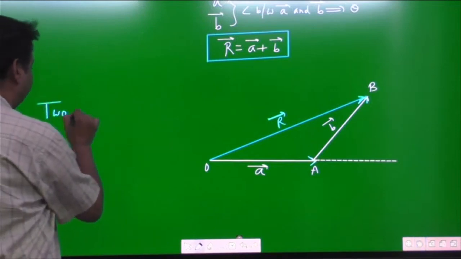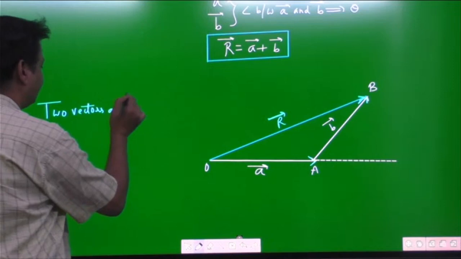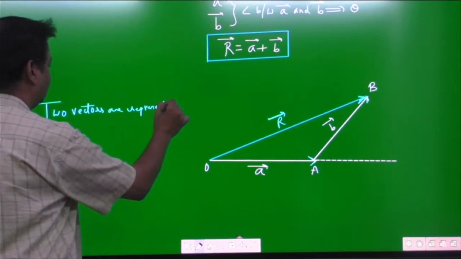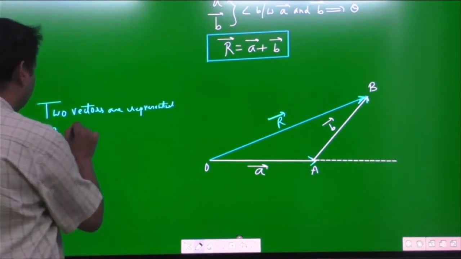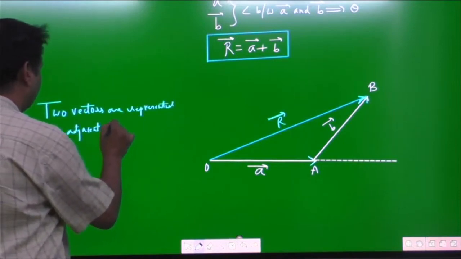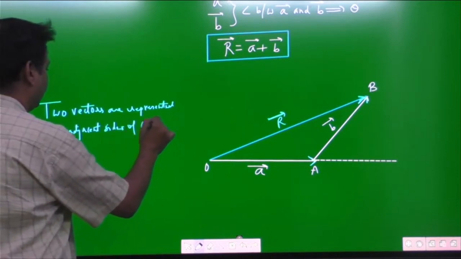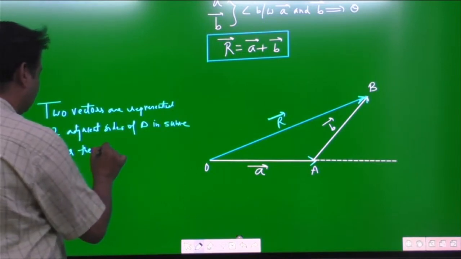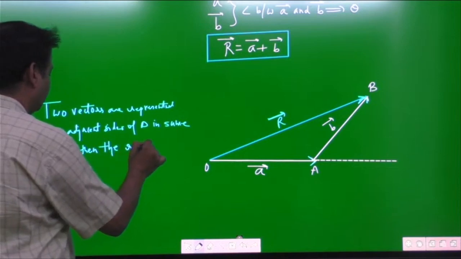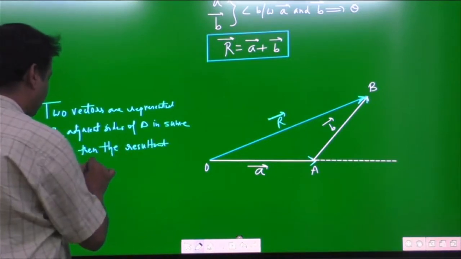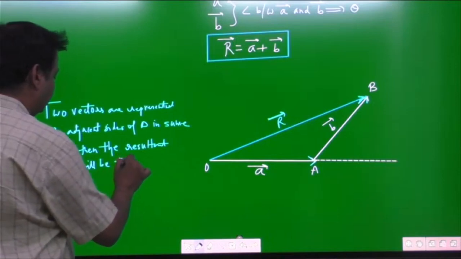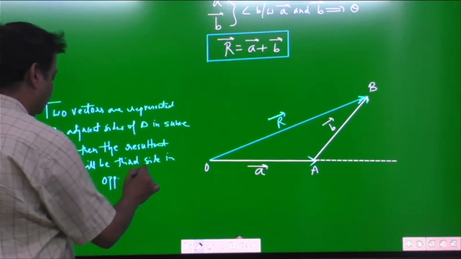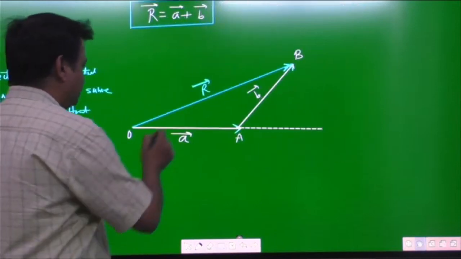If two vectors, same language as the Polygon law, simply you are changing the number of sides, are represented by two adjacent sides of a triangle in the same order, then the resultant will be the third side in opposite order. Okay. And this will be the vector angle.